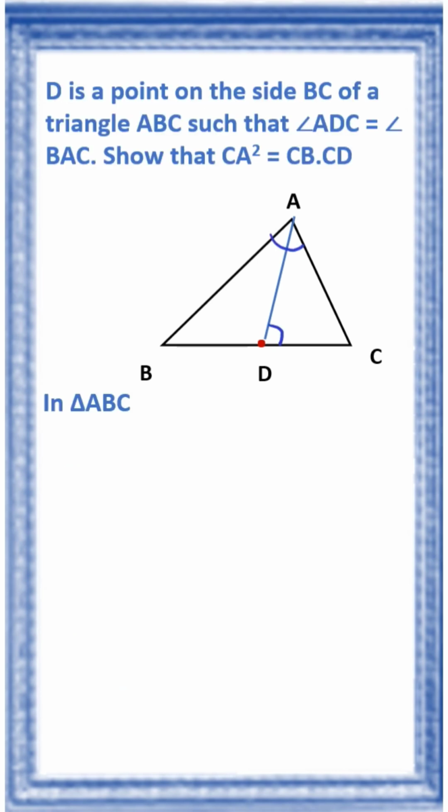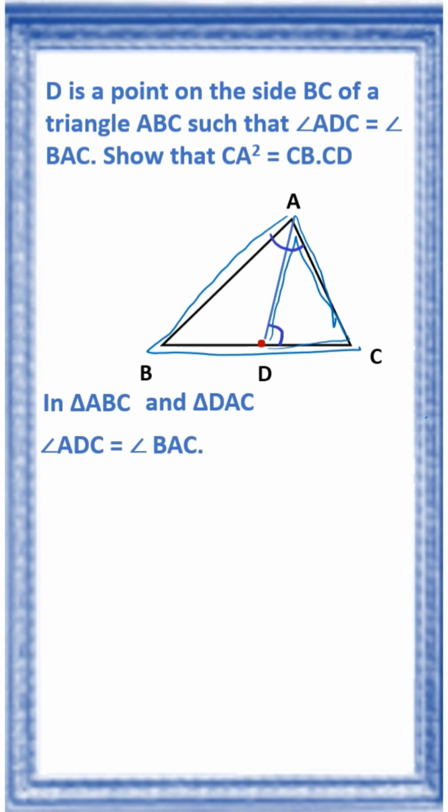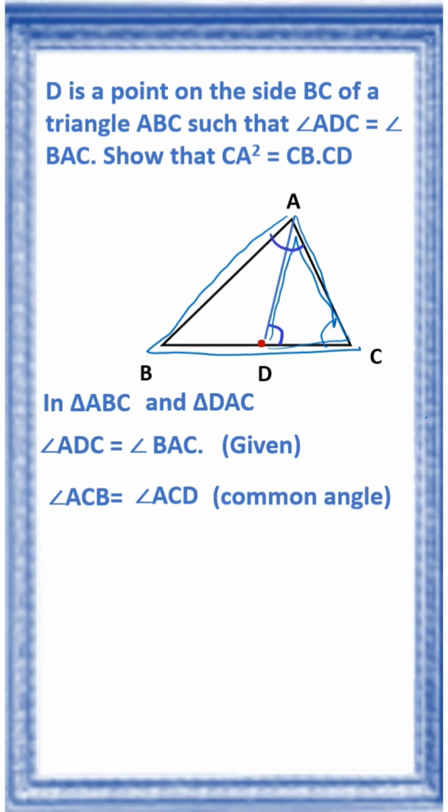Now in triangle ABC, observe the bigger triangle, this one ABC, and triangle DAC, this one you have to take. Angle ADC is equal to angle BAC, it is given. Angle ACB is equal to angle ACD, this angle. Why? It is common to both triangles. So triangle ABC is similar to triangle DAC. Why? Because of the angle criterion.